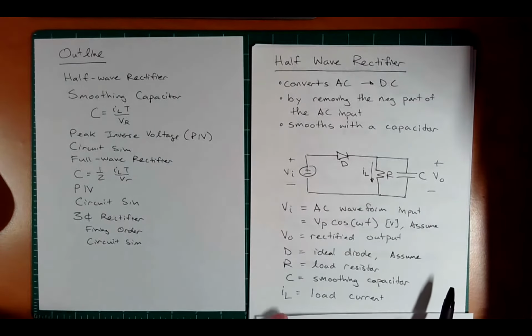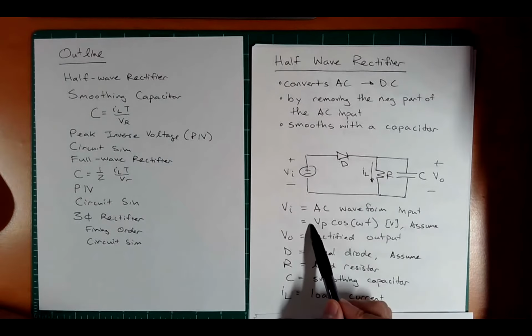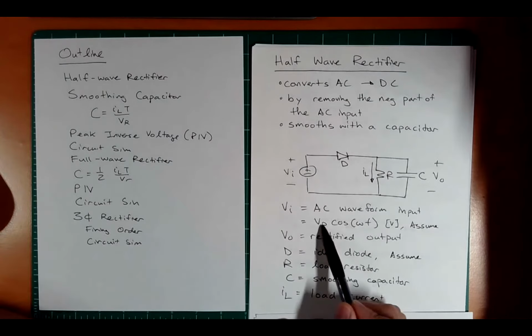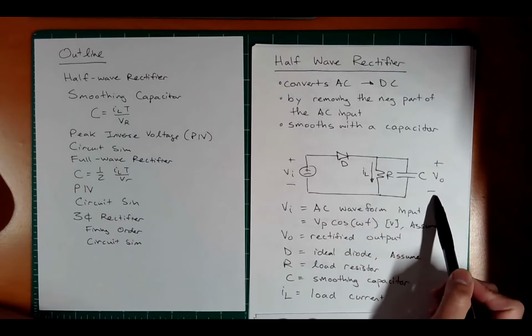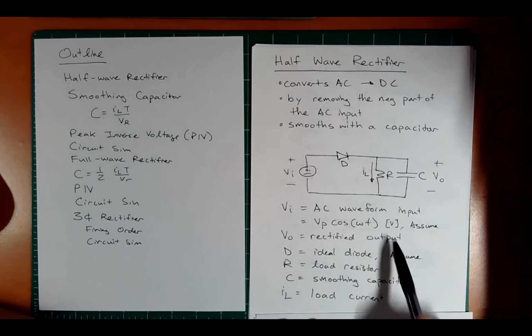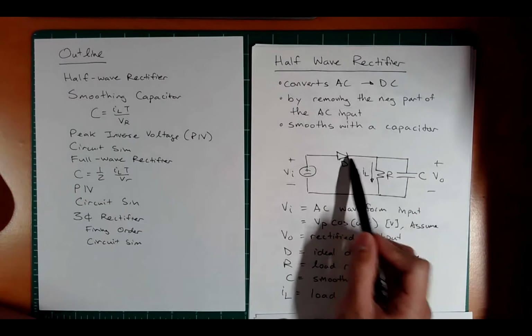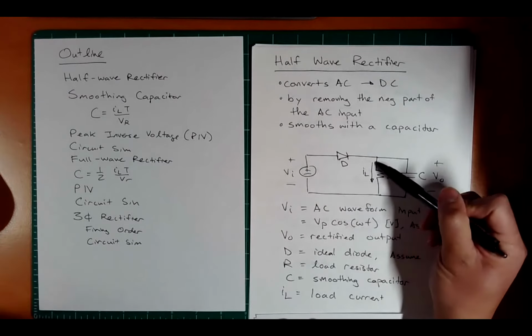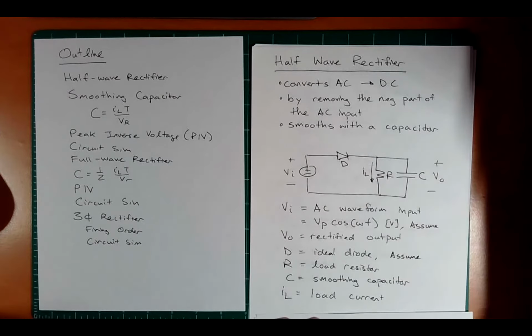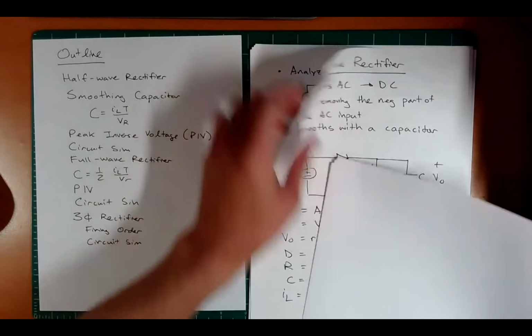Okay. And so these are all just the terms defined. Imagine we have our friend, the Vp cosine omega t, that's our AC mathematical equation for this. This is the rectified output voltage V naught. We're going to assume an ideal diode. In practice, of course, it has some forward voltage, load resistor, smoothing capacitor, and the load current, which is the current in this resistor. Okay.